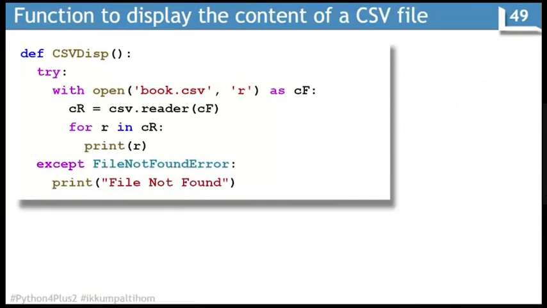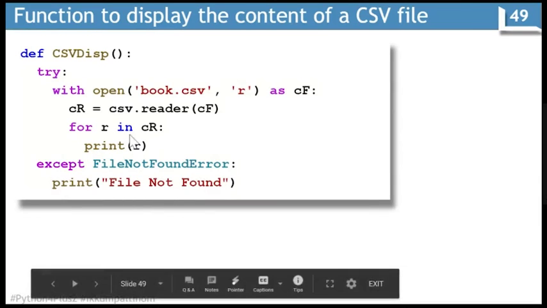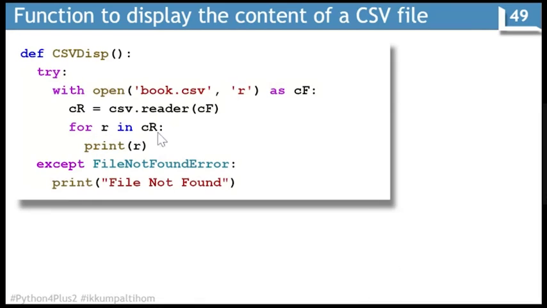For displaying the content from CSV file, we'll be using reader. So we'll be writing cr is equal to csv.reader, cf, and then for r in cr will allow you to extract each row from the CSV file, and with the help of print, you'll be able to display each row on screen to the user.